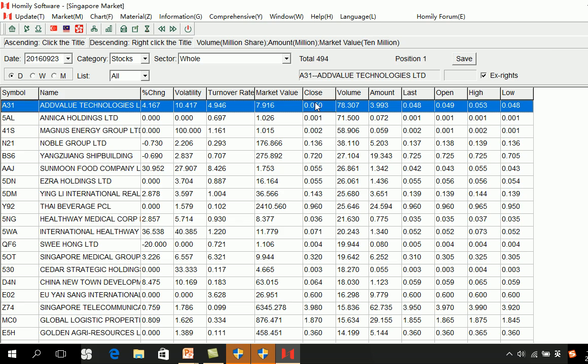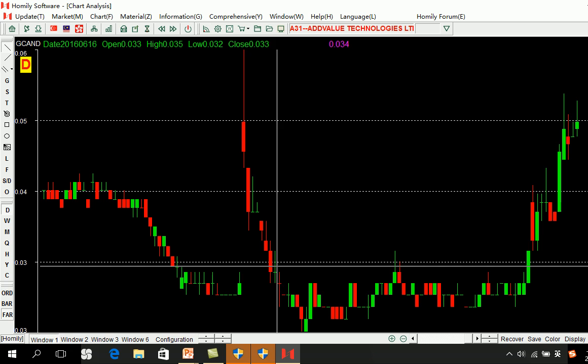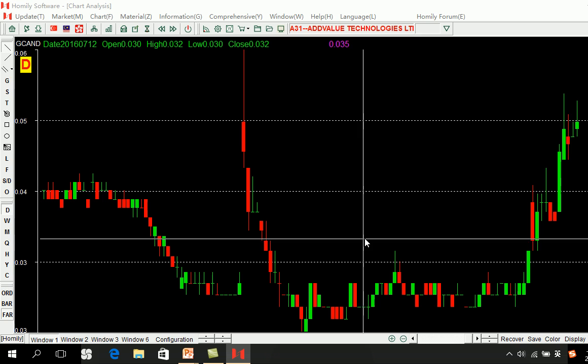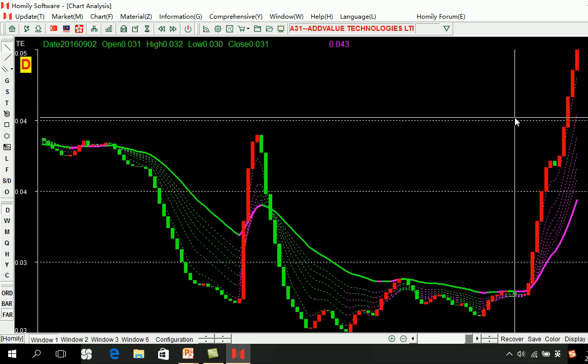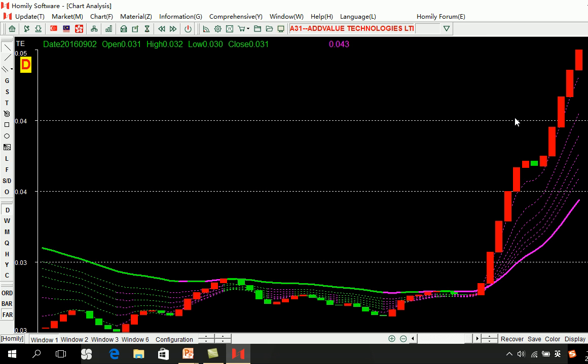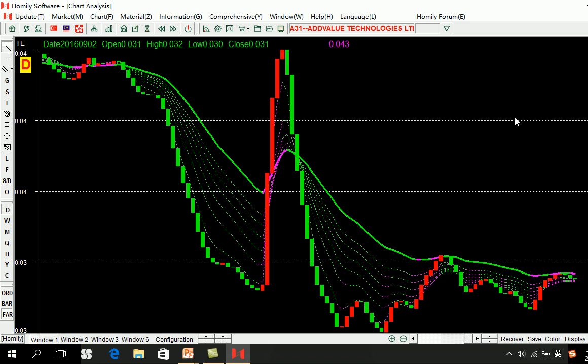So let's see the first stock is add value. Okay, so let's see the add value ahead. Then we can click expert, change the expert. Okay, so let's see this stock. So firstly, we can confirm whether the trend is downtrend or sideways or uptrend. Sideways, why? Because we can see the main line is flat. So this is the sideways, okay?